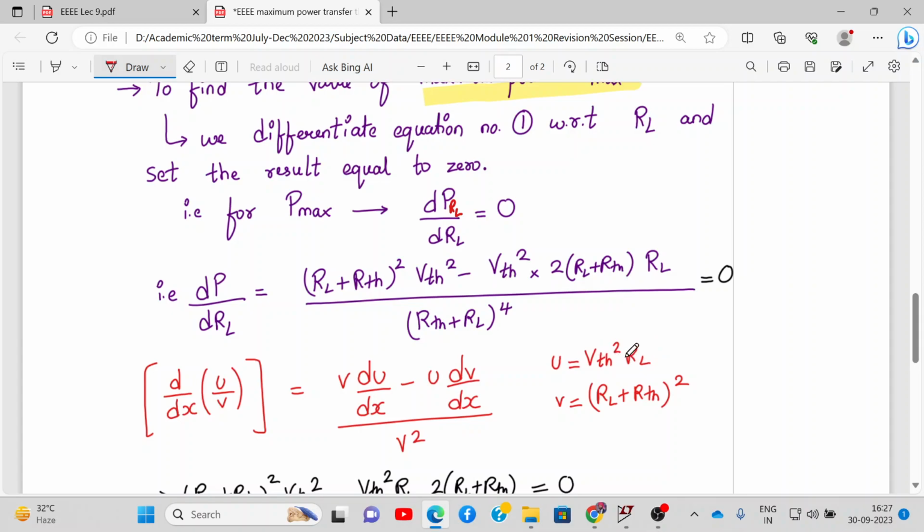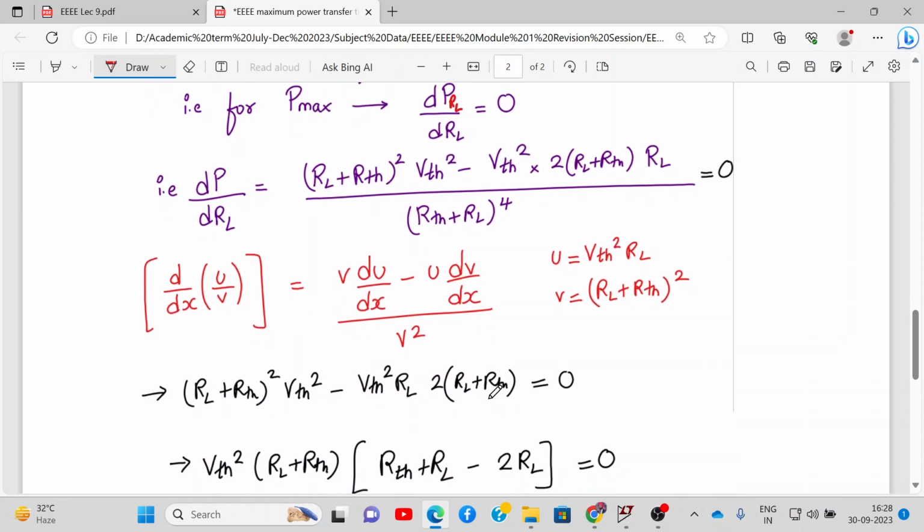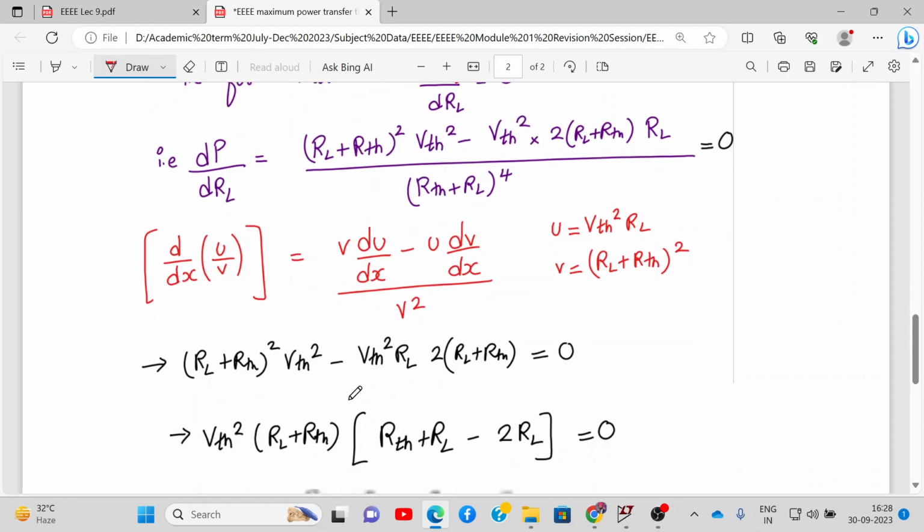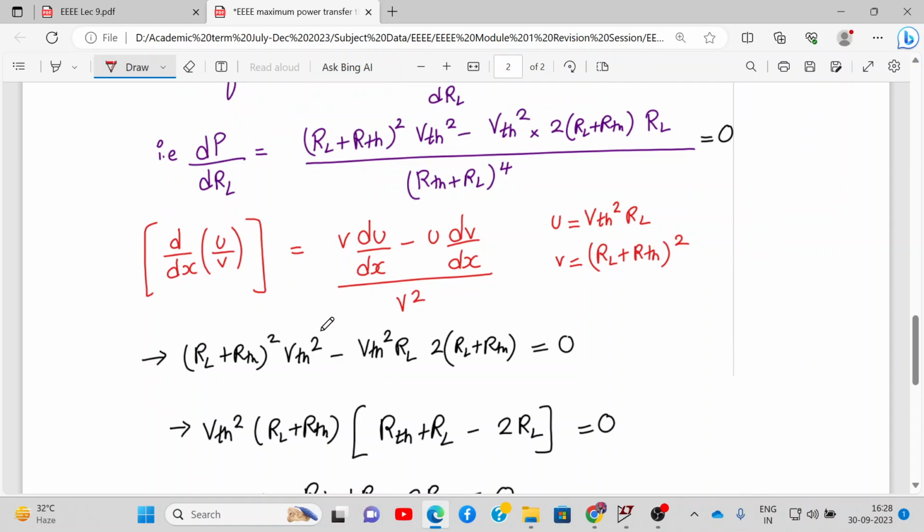Here, this differentiated with respect to RL will be VTH square. So VTH square comes. Now here, minus VTH square RL, that is U, into dV by dx. If you differentiate, you will get twice RL plus RTH. So that is what we got over here, divided by V square. V is RTH plus RL the whole square, and that raised to square, so RTH plus RL raised to 4, that is equal to 0. When we equate it to 0, the denominator goes over there and the right side becomes 0.